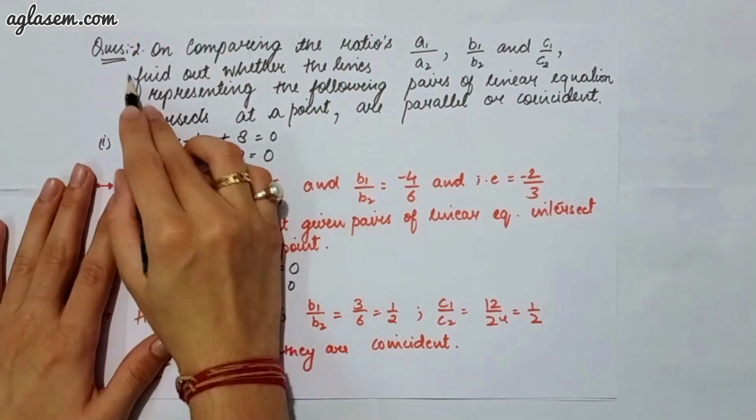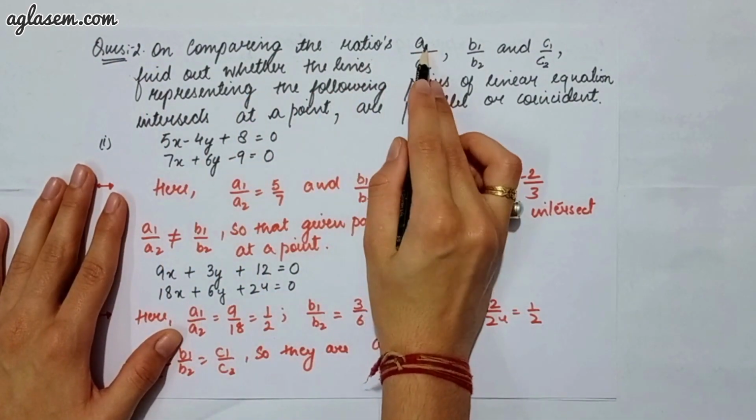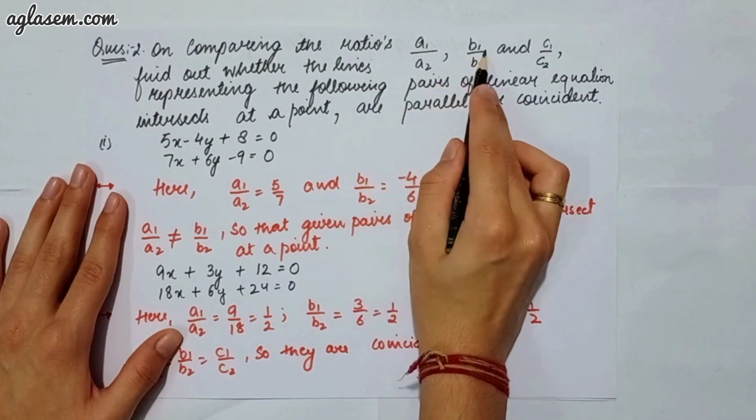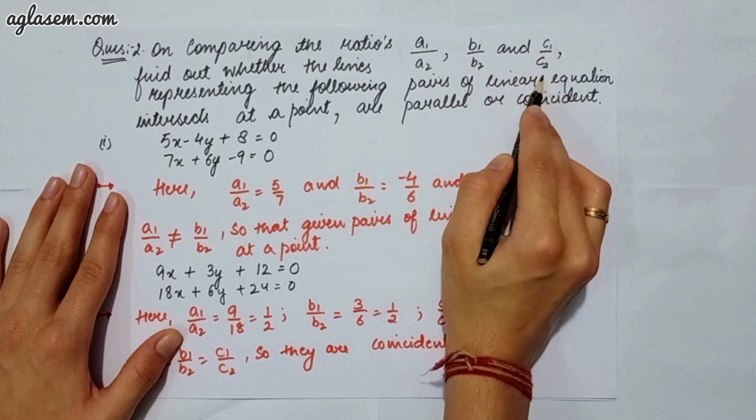Moving to question number 2, which says: on comparing the ratios a1 divided by a2, b1 divided by b2 and c1 divided by c2.